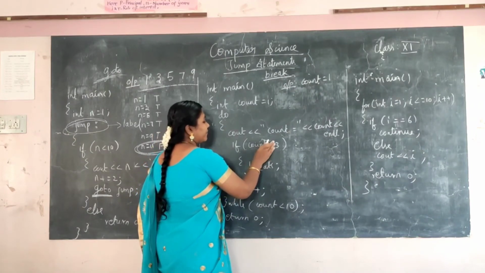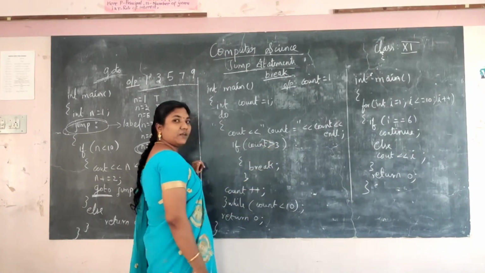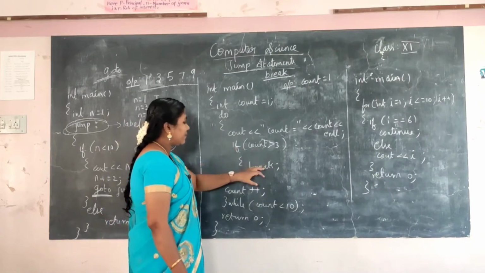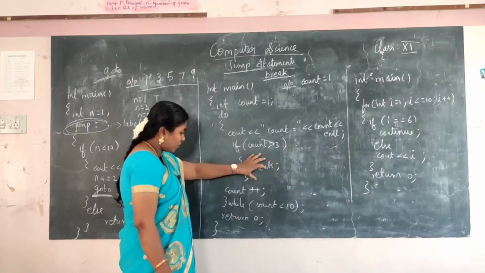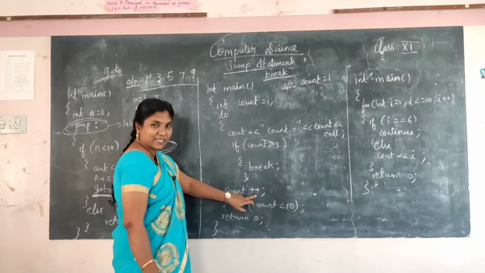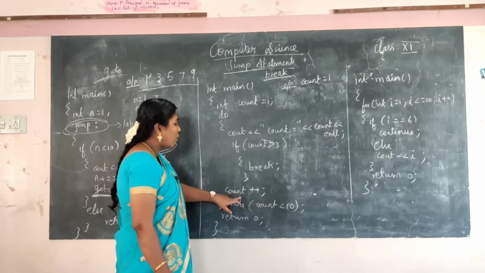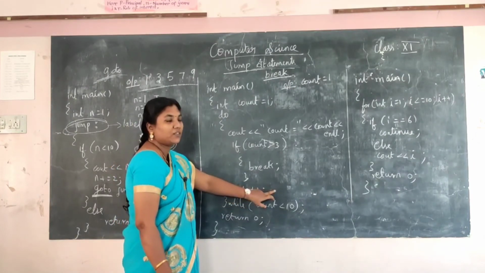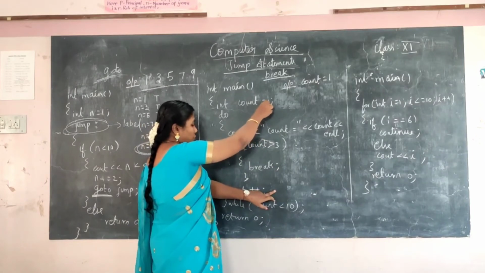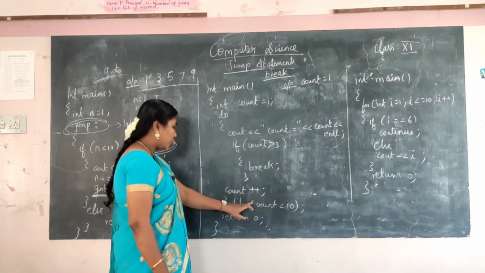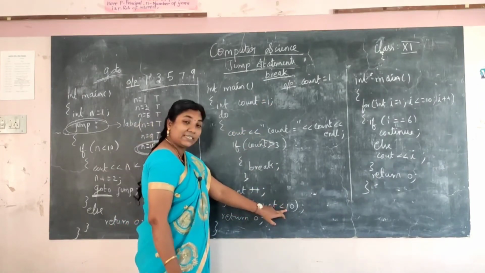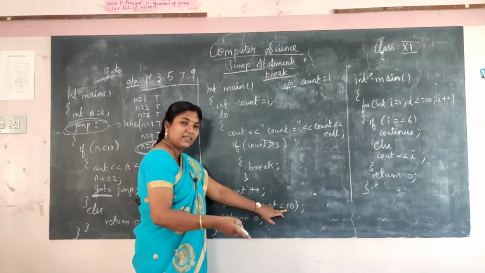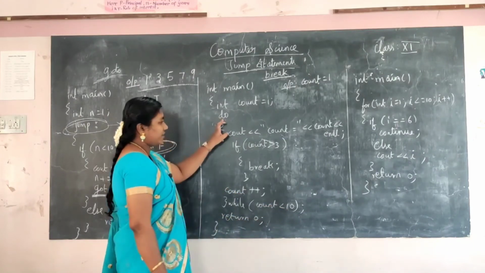Okay. So if I am having greater than 3, then what will happen? Count greater than 3 means it will not get inside the break, isn't it? So it will come to count plus plus. Count plus plus means count is equal to count plus 1. So what is the value of count now? 1 plus 1 is 2. So while count less than 10, 2 less than 10, condition true, again it will go here, do.